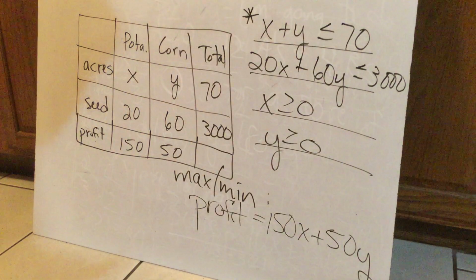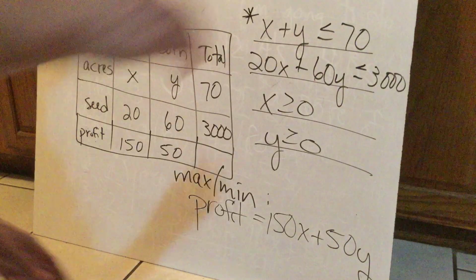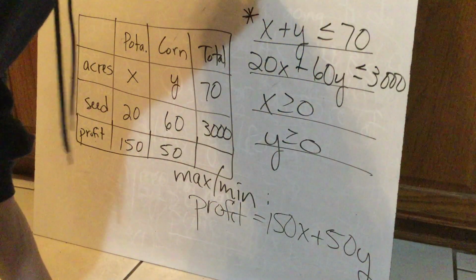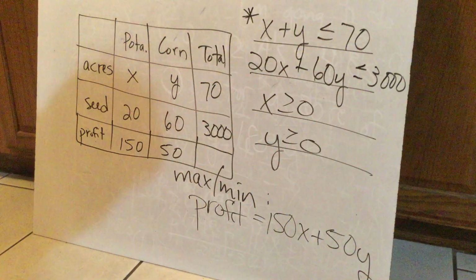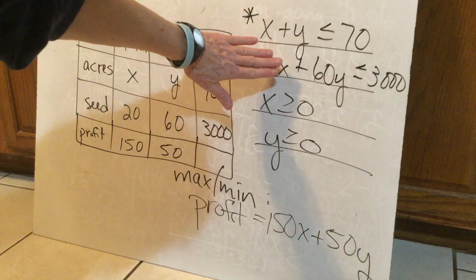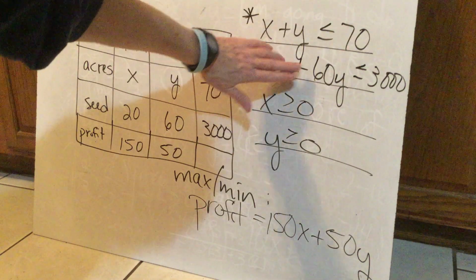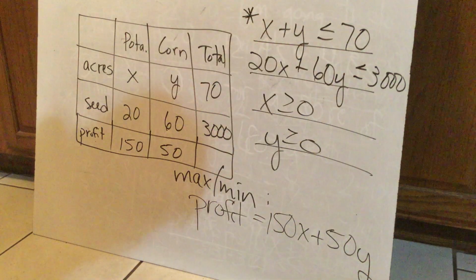Okay. Now we're going to do the other one. Now I might need a little calculator help with the other one. Because look, if I let x be 0, are you paying attention? If I let x be 0, 60y equals 3,000.